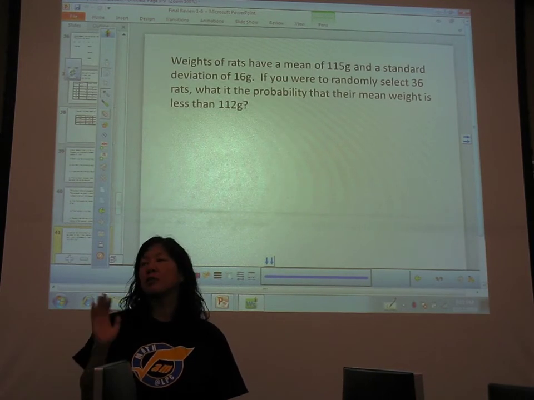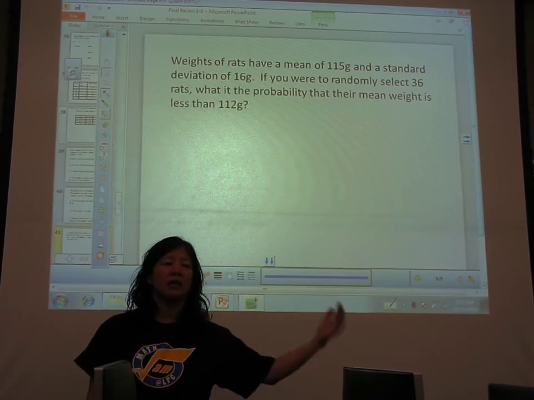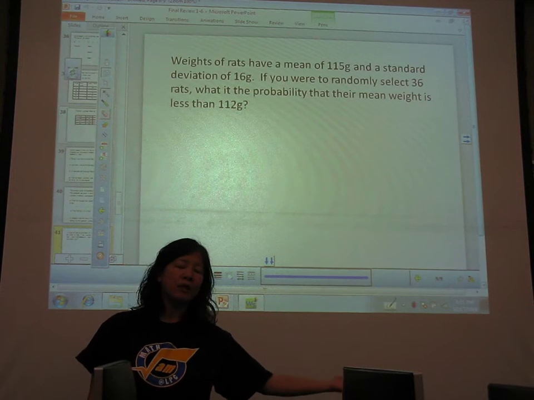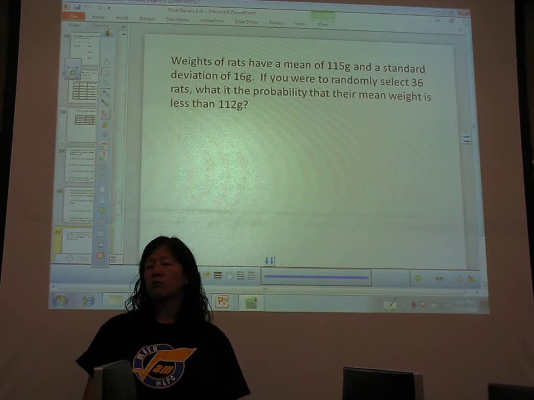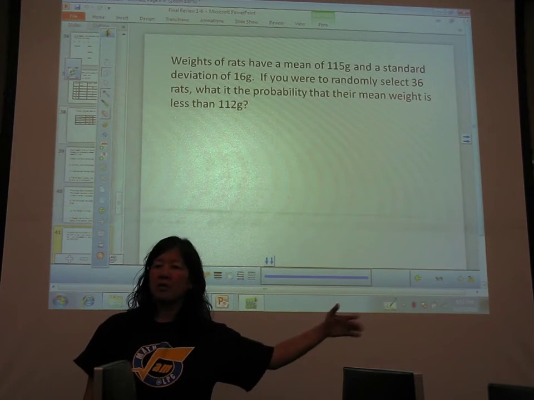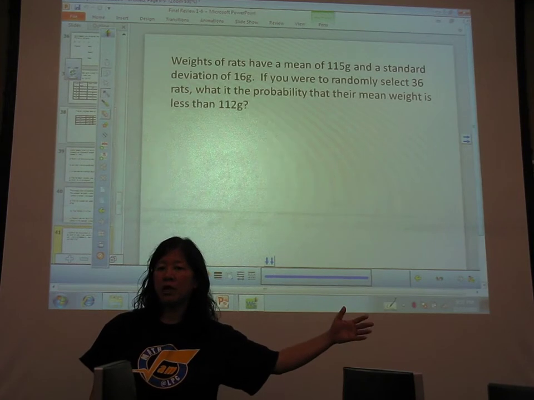Or let's pick something simpler. Like, what's the probability that I pick a game and he averages 40 or more points, 45 or more points? That could happen, right? That's a little more likely. Maybe a 10, 15% chance.